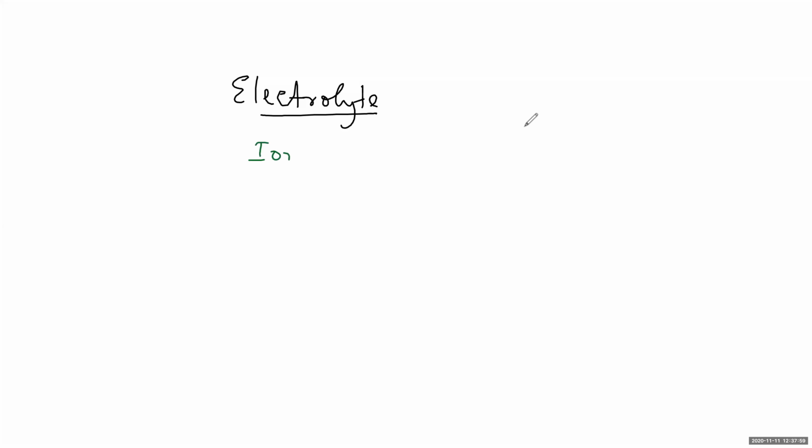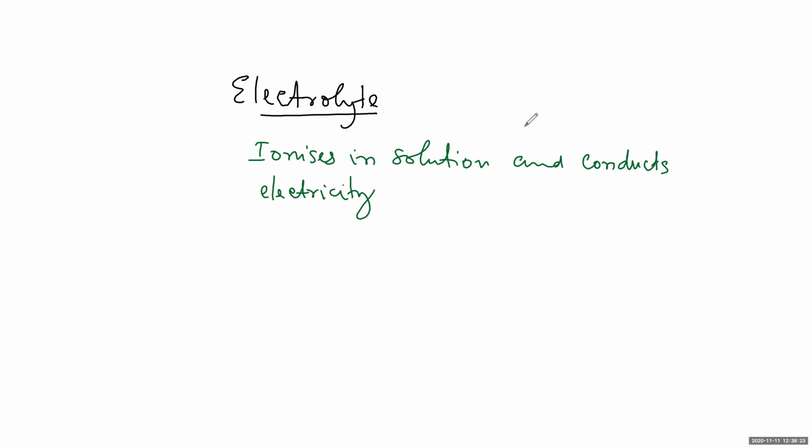It ionizes in solution, forming positive and negative ions, and conducts electricity. And such materials are electrolytes. Electrolytes can be classified into two types: strong electrolytes and weak electrolytes. As I mentioned, strong electrolytes, they have a high degree of ionization or dissociation.